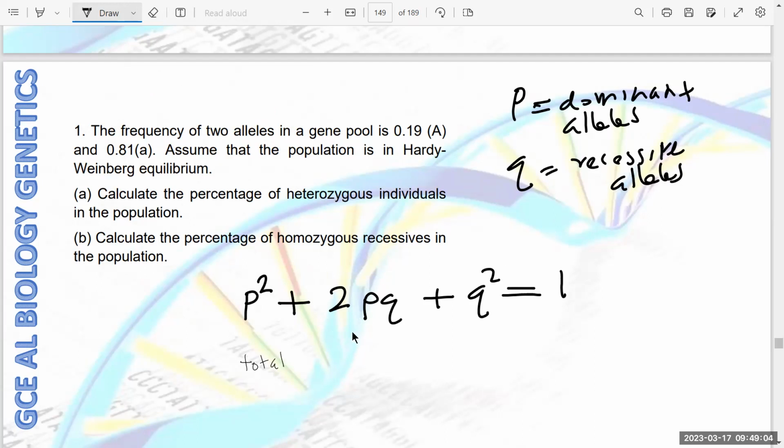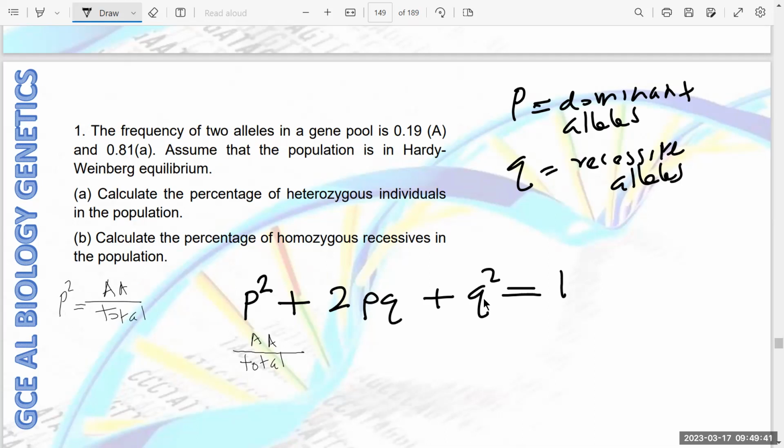When you take the total individuals in the population, how many people have homozygous dominant? That's a capital A example. So then P squared is exactly the number of capital A divided by total. How many people in capital A, homozygous dominant genotype, in the total population?